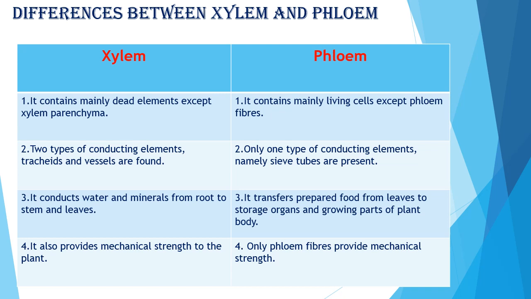Conduction is mostly unidirectional in the case of xylem, meaning it is from roots to the apical parts of the plant. But in phloem, the conduction may be bidirectional. Bidirectional means from leaves to storage organs or growing parts, or from storage organs to growing parts of the plant. Next, mechanical support and strength to the plant.